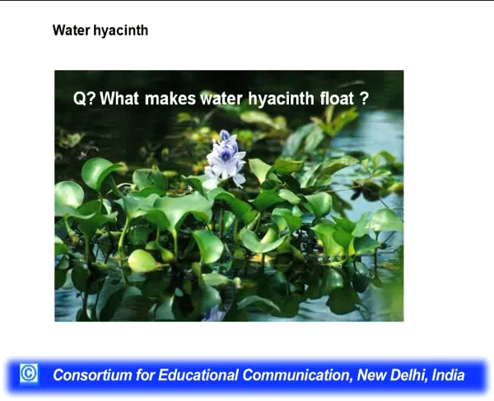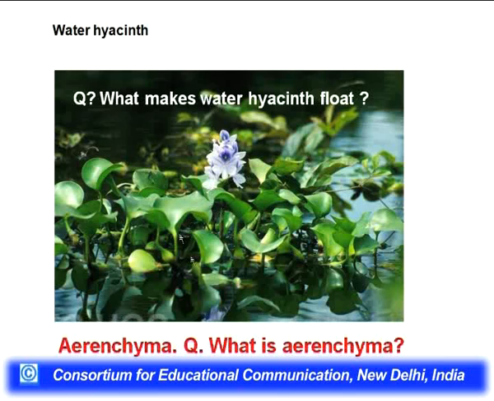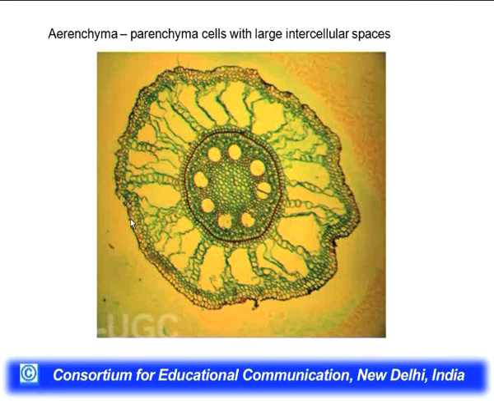Water hyacinths, you can see them anywhere you go in the countryside, they float. Now, how do they float? If you look here, they have very thick leaf petioles. These leaf petioles are filled with air sacs, and those air sacs provide the buoyancy which helps them float in the water. If you make a cross section of a petiole of a water hyacinth, it may look like this. These are the large air sac like structures, which are known as aerenchyma.